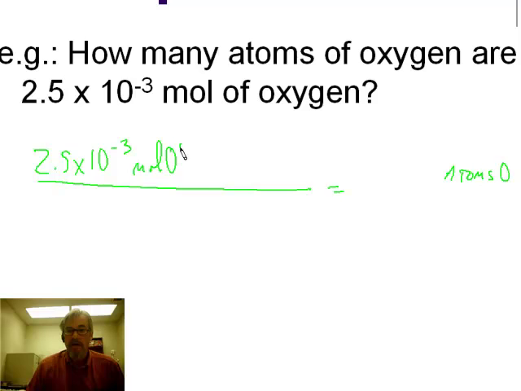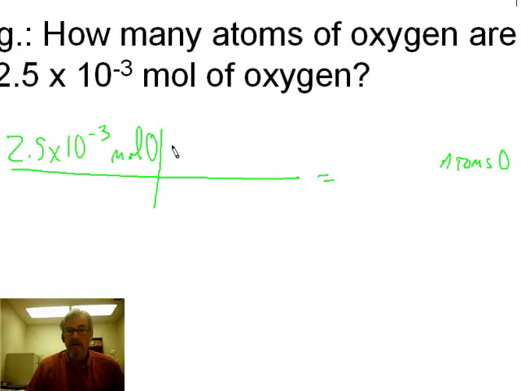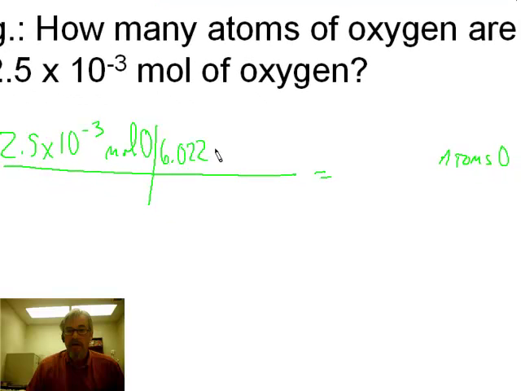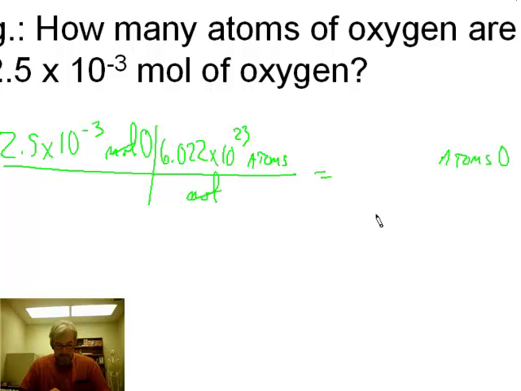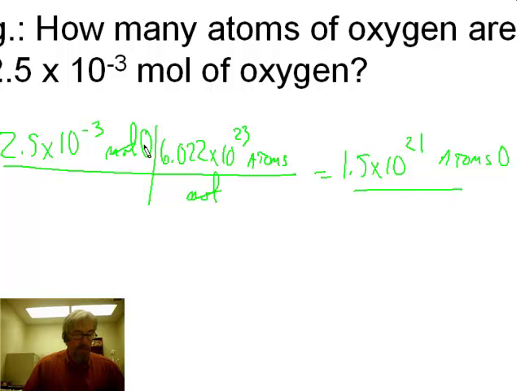What I want here in the end is how many atoms of oxygen. Well, here's what Avogadro's number tells me. It's 6.022 times 10 to the 23rd atoms per 1 mole. By putting atoms on top and moles on the bottom, my moles are going to drop out here, and I'll end up with atoms of oxygen. When you do the calculation, you come up with 1.5 times 10 to the 21st atoms of oxygen.